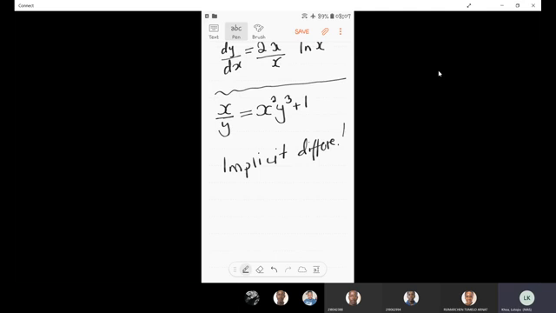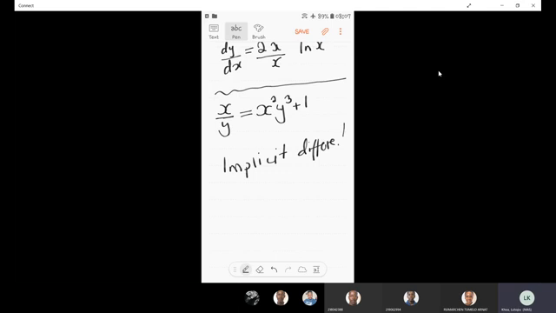Now what that means is sometimes it is not possible to make y the subject of the formula, and when it is not possible to make y the subject of the formula, what you can do is just differentiate both sides, keeping in mind that y is a function of x, and then whenever you're differentiating y, remember that it's a function of x, then you need to add dy dx.